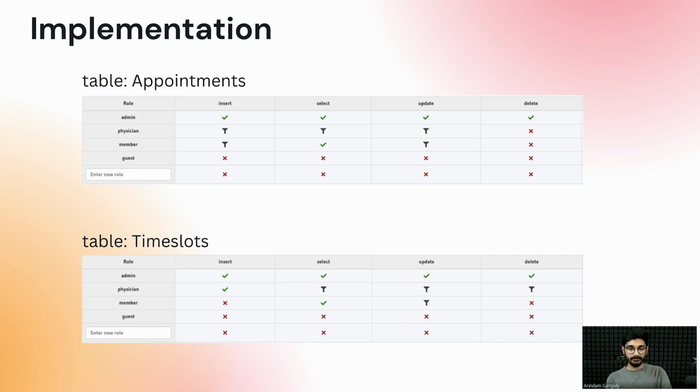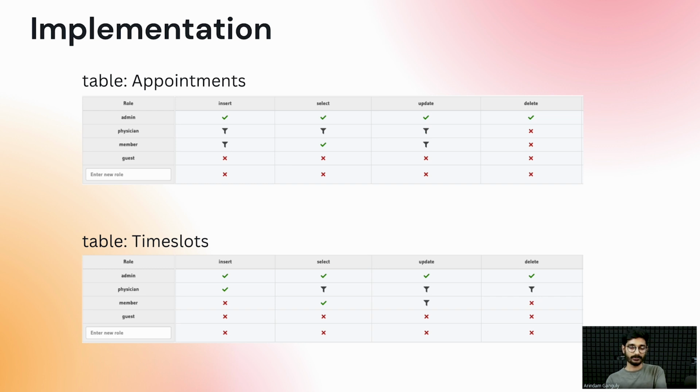Now I'm coming to the implementation part, starting with role-based authentication. For example, say I have two tables: appointments and time slots. From the typical use case, the appointment is something which should be accessible by both doctors and patients. The appointment table must allow these users to read and write. So if you look here, the physician and member both have permissions to insert and update the data, with some custom checks, obviously.